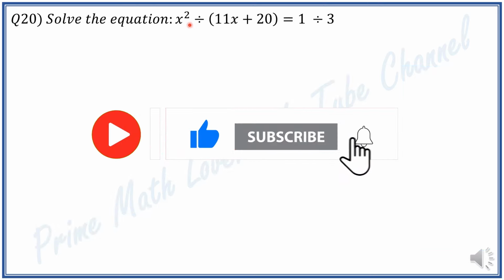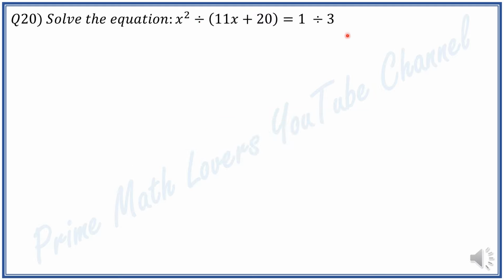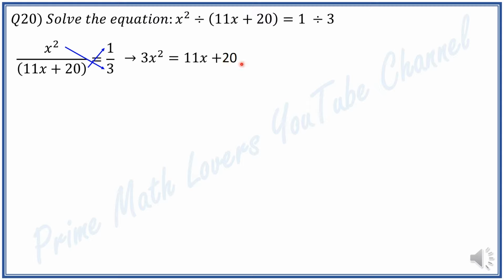Question 20. Solve the equation x squared divided by (11x plus 20) is equal to 1 divided by 3. First, I rewrite the equation in the form of fractions. So I'll get x squared over (11x plus 20) is equal to 1 over 3. Then we cross multiply to get rid of the fraction, which means that we multiply x squared by 3 and multiply 11x plus 20 by 1, and we get 3x squared is equal to 11x plus 20.